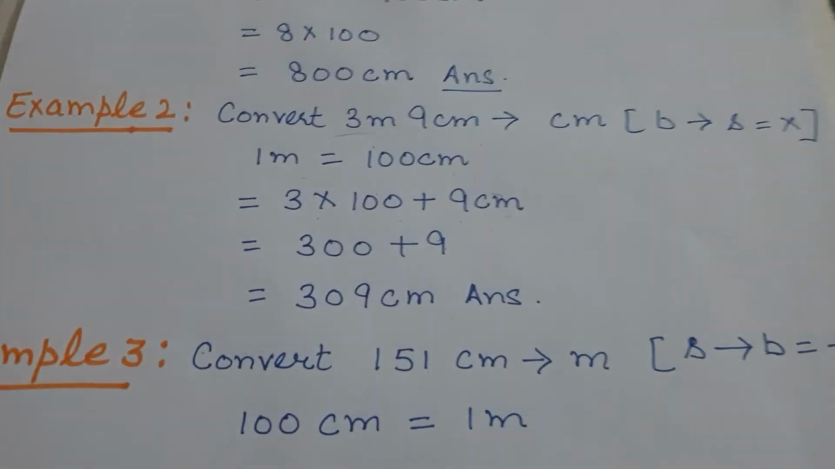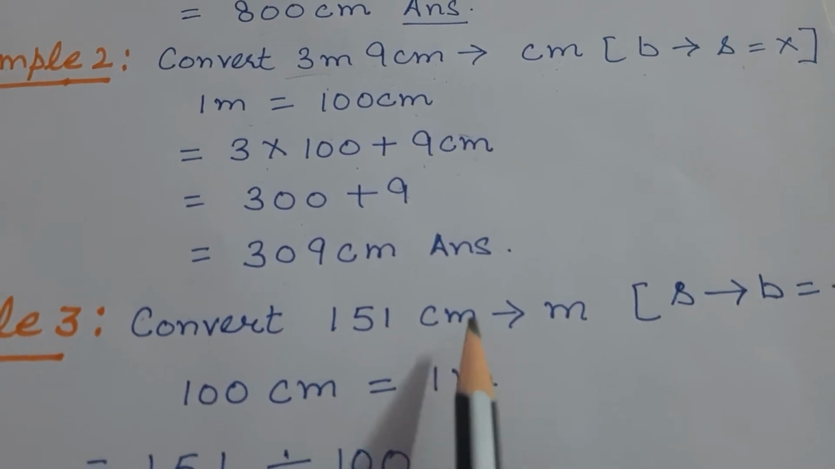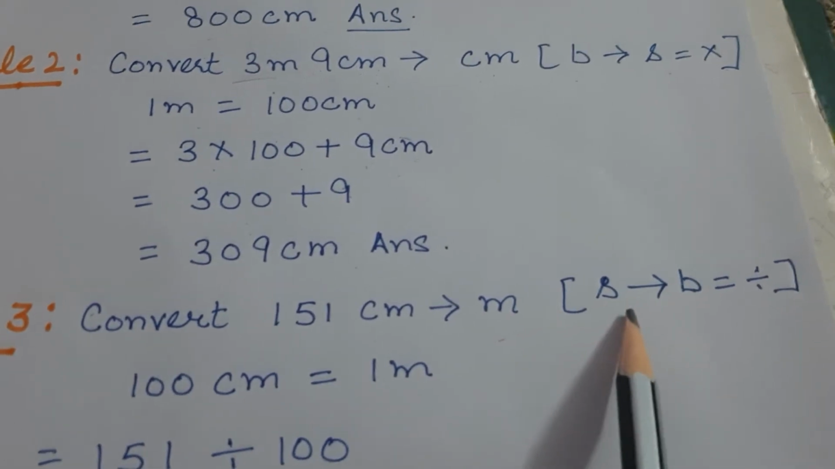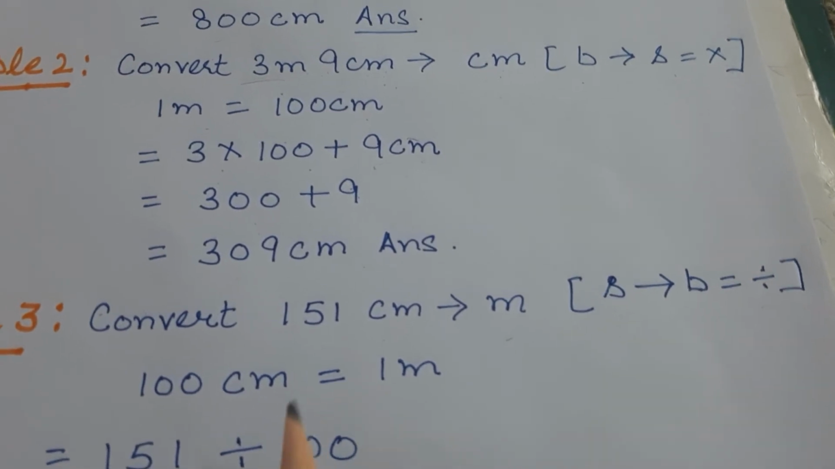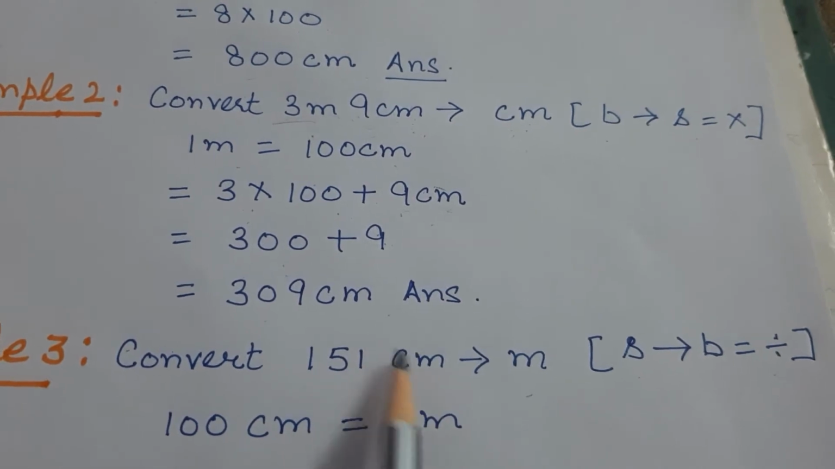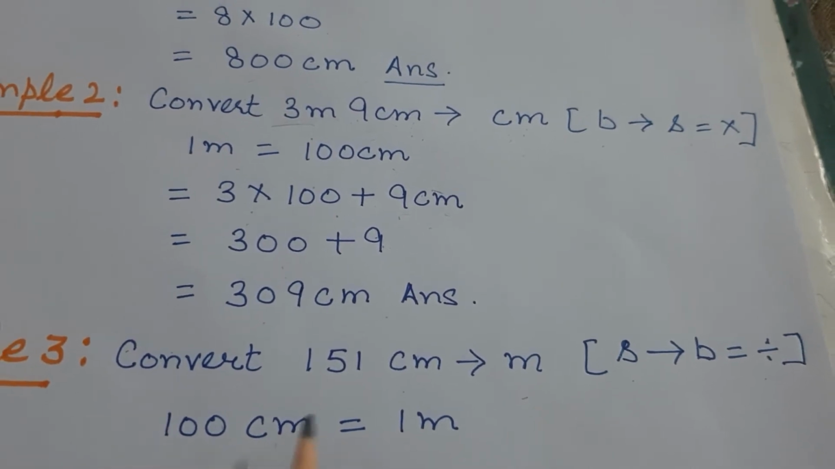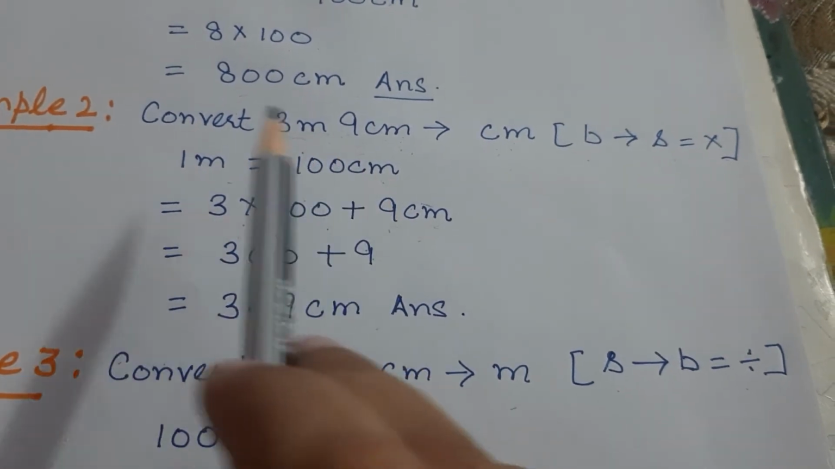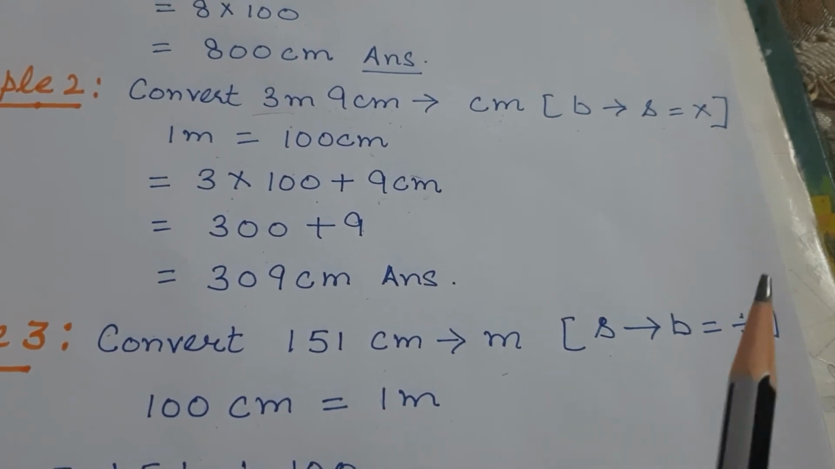So next example I am taking: 151 centimeters to meters. Now smaller to bigger unit. When we convert smaller to bigger unit, we always divide, with what? With their relation. So again we will write their relation. Now centimeter is on this side. So what is the relation between centimeter and meters? 100 centimeter is equal to 1 meter. This relation is the same. We have just changed their sides.